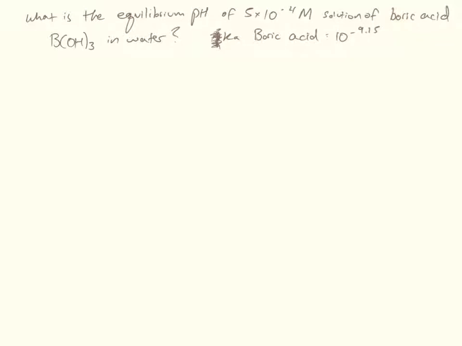So we ask ourselves, is this a strong acid problem or a weak acid problem? Boric acid is not a strong acid, it's a weak acid. And so we know we're going to have to start writing our equations out. We're either going to have 3 or 4 equations. Let's start writing out the equations. First we write the reactions that we're dealing with.